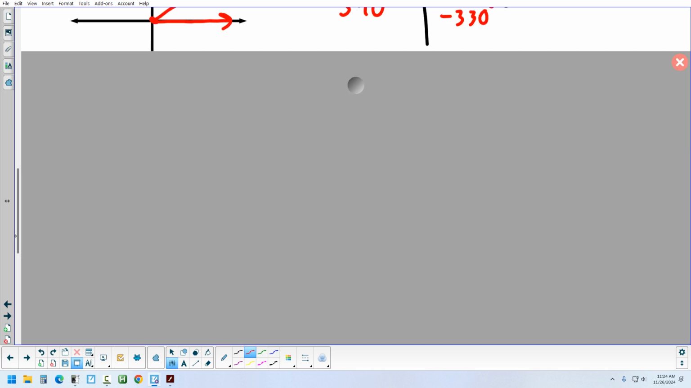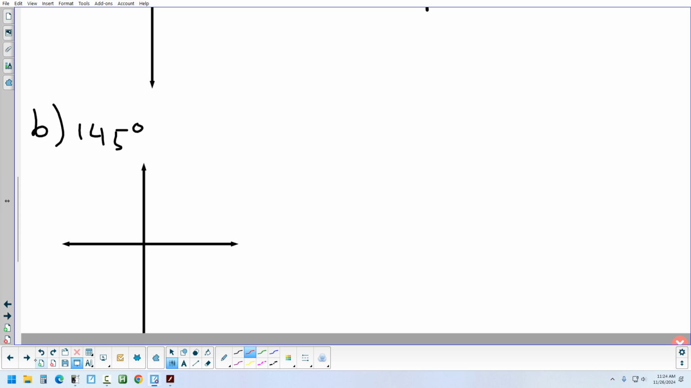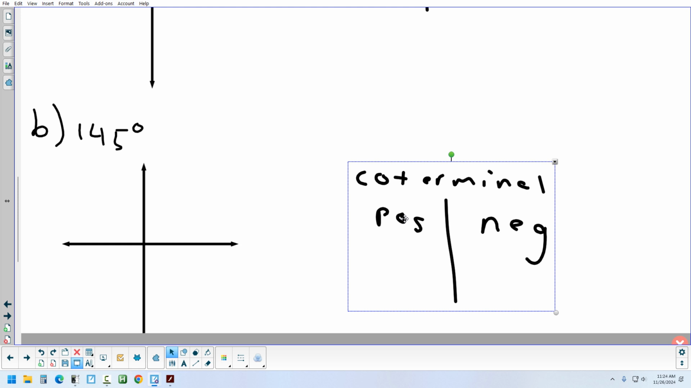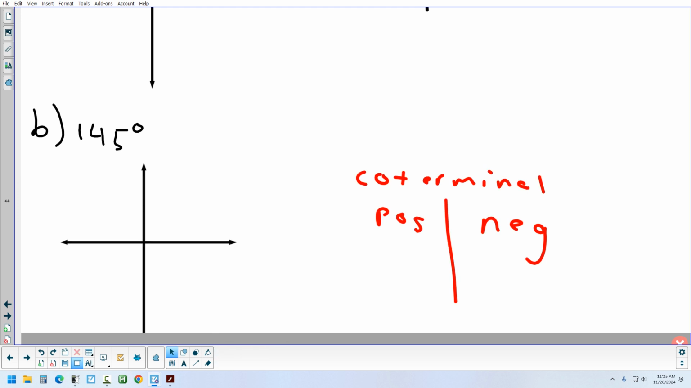Okay. Let's try 145. So again, standard position. Start with that. And what quadrant is 145? Where is the terminal side going to end up? Yep, it's going to end up in the second quadrant. Is it going to be closer to the y, closer to the x, or right in the middle?